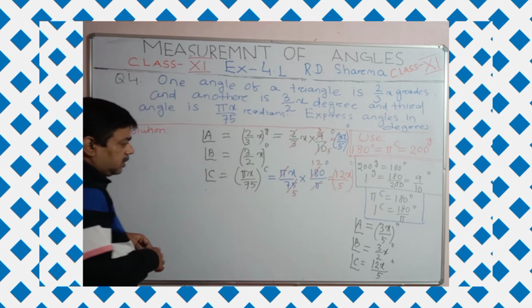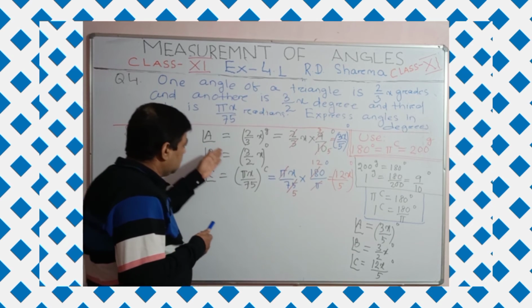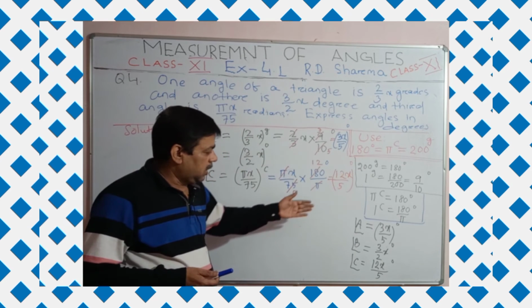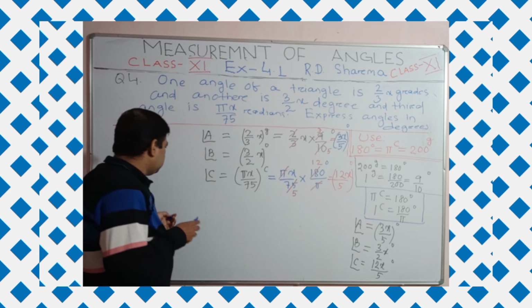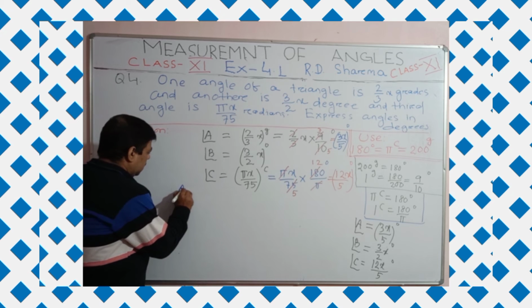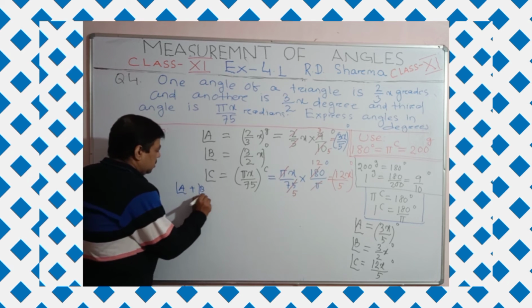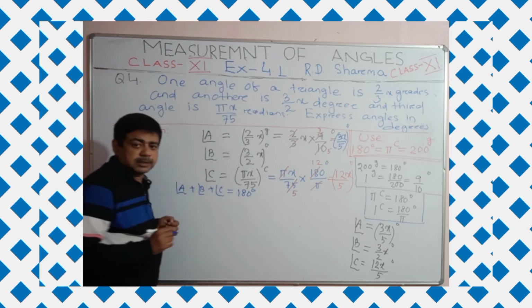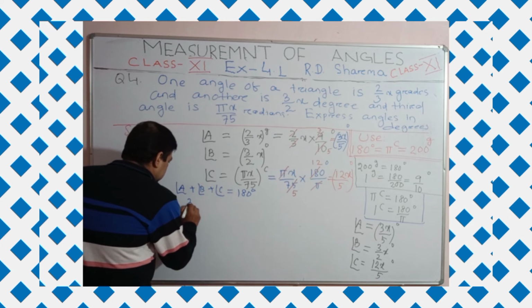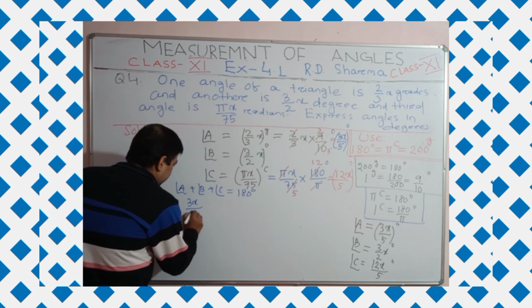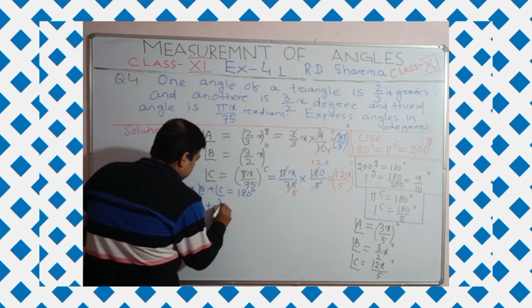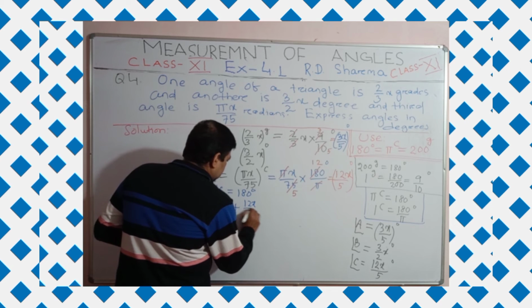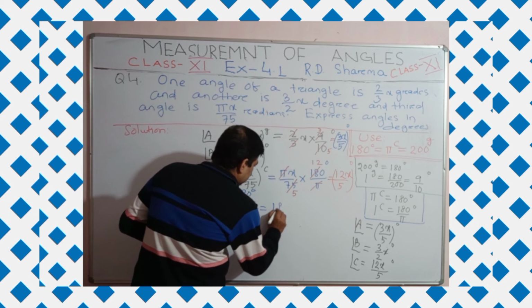Okay, now as per the angle sum property of a triangle, since all the angles are expressed in degree, the same unit of measurement, we can use the angle sum property of a triangle. What is the angle sum property? The sum of the angles of a triangle is 180 degree. Now see, angle A is 3x upon 5 degree, angle B is 3x by 2 degree, and angle C is 12x by 5, is equal to 180.